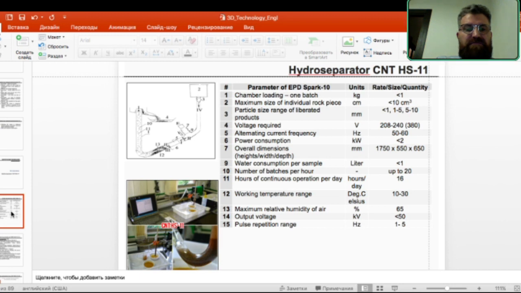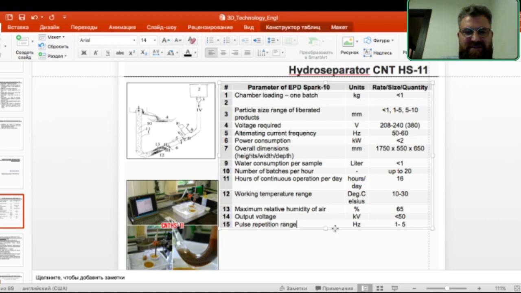That's something else here, I'm sorry. Particle size 10 centimeter cube. I think it's left over from the other table. It doesn't relate to hydroseparation. So anyway, the particle size is a factor of, I don't know, where is this coming from? Sorry, it comes from the Spark 10 table.